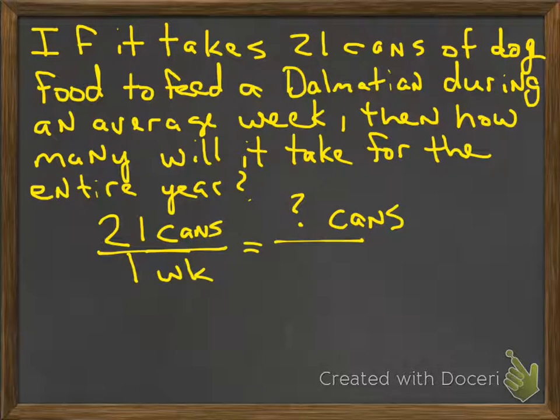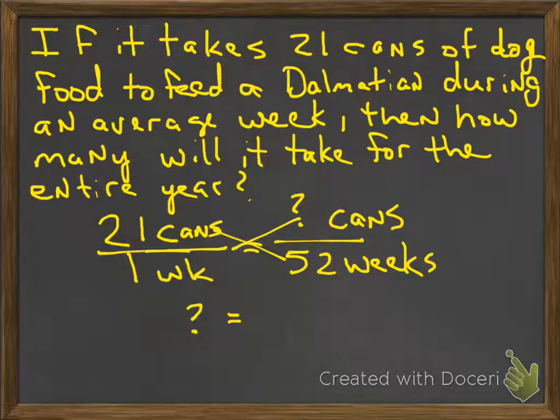Now you have to know in a year there are 52 weeks. So this one simply becomes a quick multiply, because 1 times anything is going to be that one thing. So the question mark would be whatever 21 times 52 is. Okay, somebody can double check that work for me, because I did that in my head. So I double checked my work, and yes, it was 1,092 cans. And that's basically what you're needing there.